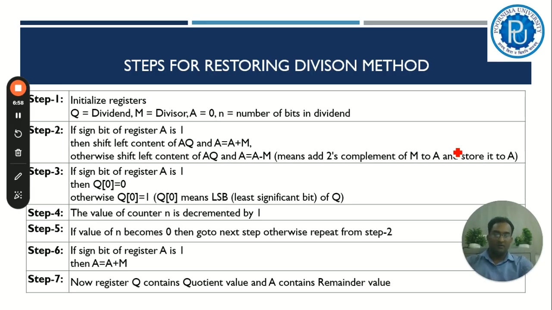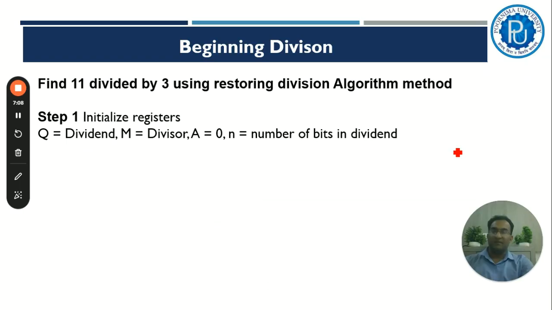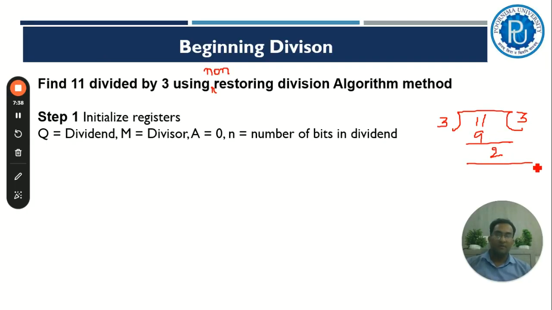So we will now see this particular non-restoring division method with the help of an example. So let us take an example. So here we are going to perform this division algorithm using the non-restoring method. What we are doing, we are dividing 11 by 3, so the quotient will be 3, and 3 threes are 9, and the remainder will be 2 there. So we are going to have these two values, 3 and 2, in the Q register and in the A register after the final step of the algorithm there.